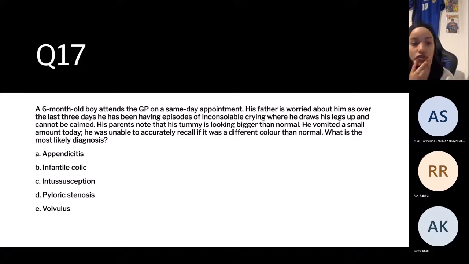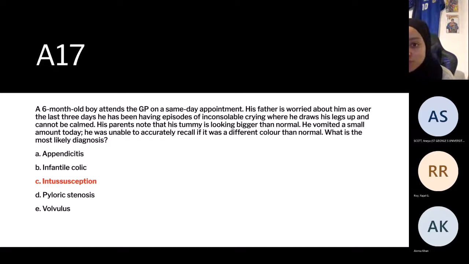Yep. So we've got 2 different options from the polls. It was between intussusception and volvulus. From the question, the correct answer is intussusception. But again, I can see why it's volvulus. He's been crying inconsolably, he draws his legs up, cannot be calmed, and his tummy is looking bigger than normal. That could indicate volvulus, I guess, as well.